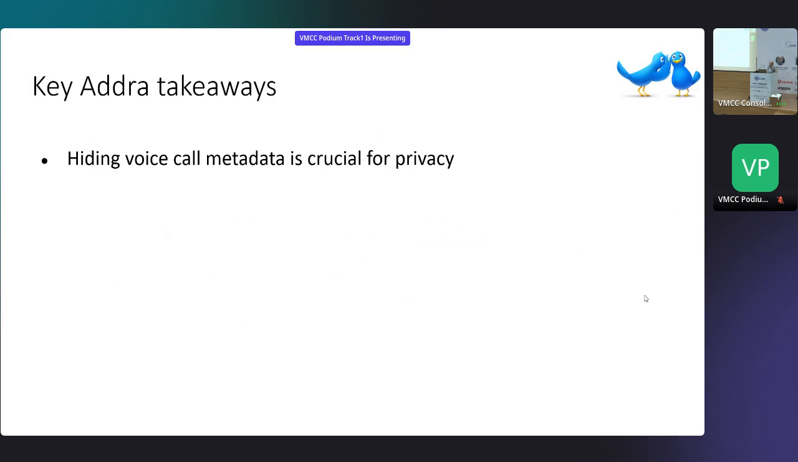So hiding meta information is very important. Just hiding the content is not enough. This is one message I'd like you to remember, even if you didn't understand anything I said. Worry about access. Worry about meta information. We cannot just talk about encrypting the content, because access patterns have been established to reveal information.